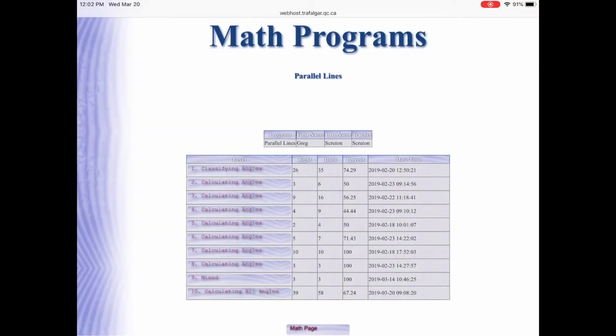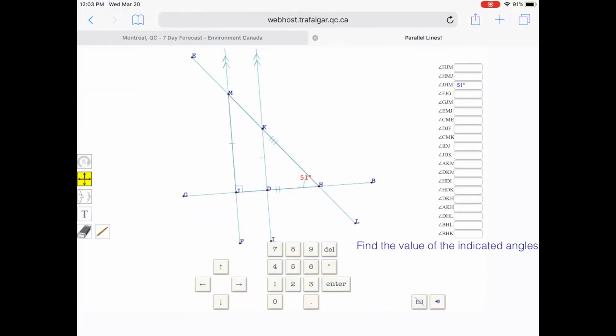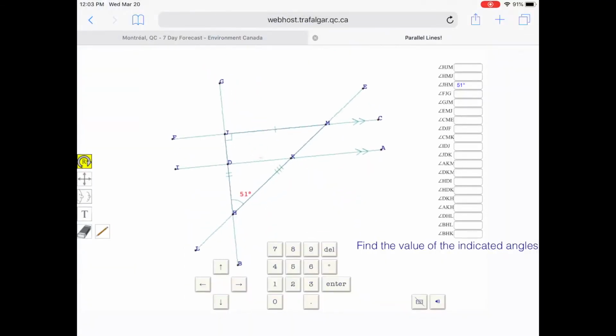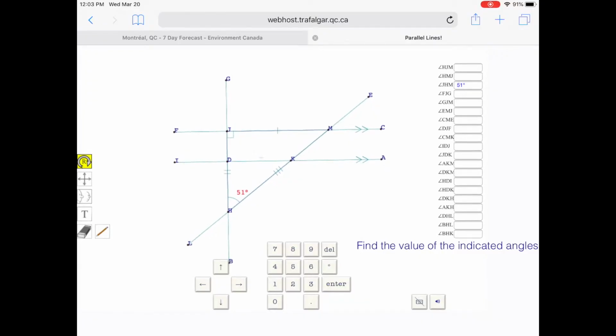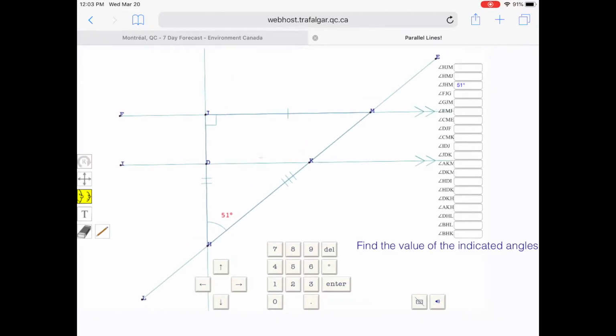On the iPad, I'm going to be looking at a level 10 example. I'm just going to rotate my shape to make my parallel lines horizontal. You don't need to do that. I'm also going to stretch my shape a little bit, just to make it easier to work on.